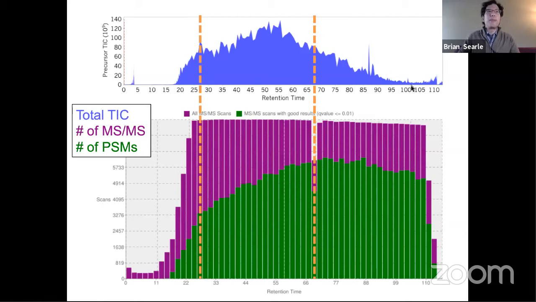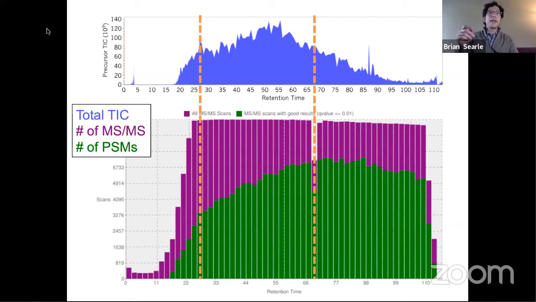And on this bottom plot, I've got the number of MS spectra that were collected. And you can see that it peaks out very quickly, right? So the instrument is collecting MS scans as fast as possible, starting at 25 minutes, and it continues to do that all the way out to 110 minutes.